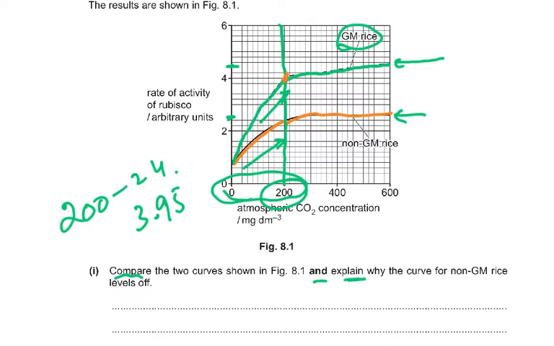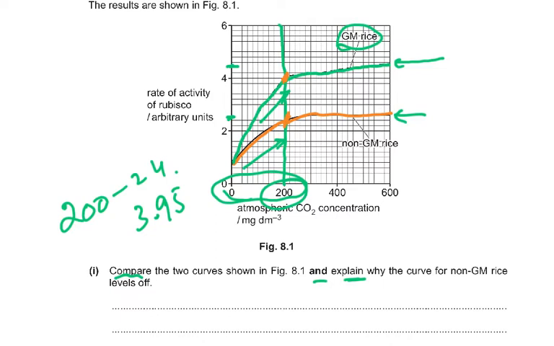Here it is 3.95 and here it is 2.4. So you can give me all these figures. They're given in the mark scheme. You could have given me at 300, at 400, at 500, at 600, and you just give me a comparative statement. Now, what are we going to do about the explanation?